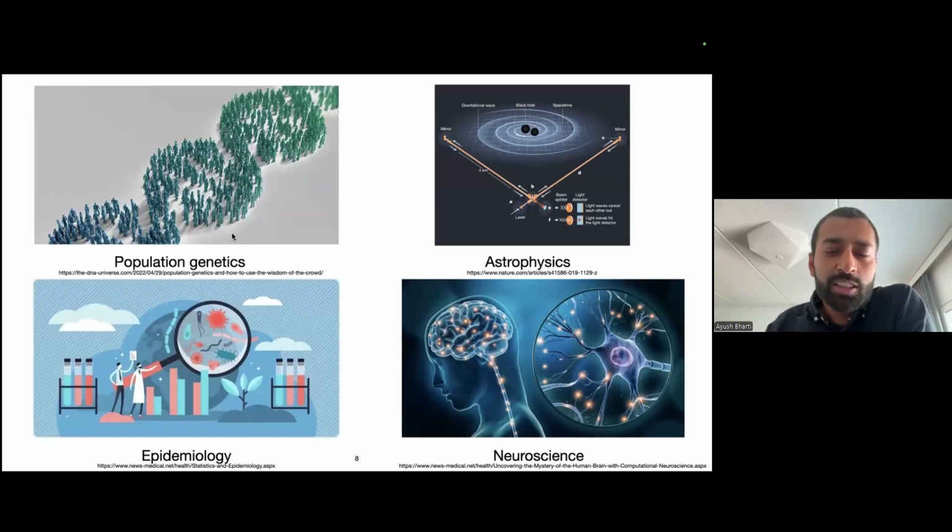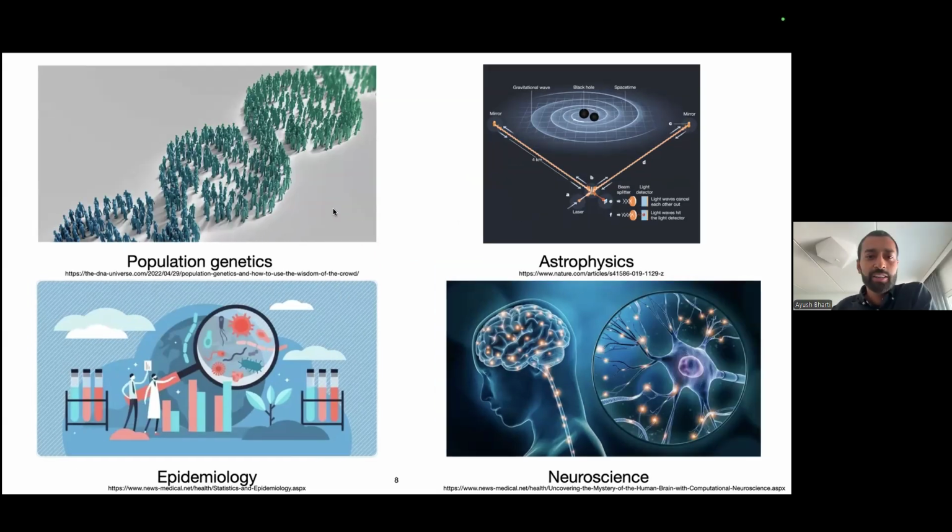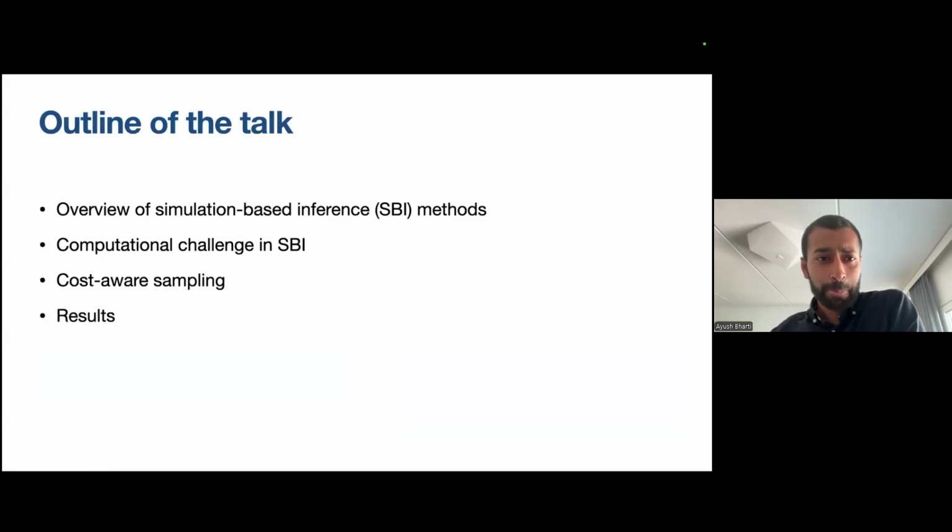And well, it's not a surprise for people here that these kinds of phenomena or models are everywhere, from population genetics, the field where ABC began, to astrophysics, epidemiology, neuroscience, and so on. So it happens in many fields of science and engineering. So the rest of this talk is basically an overview of the SBI methods that people use in order to solve these kinds of problems. And then I'll focus on one particular challenge when you're trying to use SBI methods, which is this computational aspect. And then we'll talk about the method of cost-aware sampling, which is basically the meat of this talk.